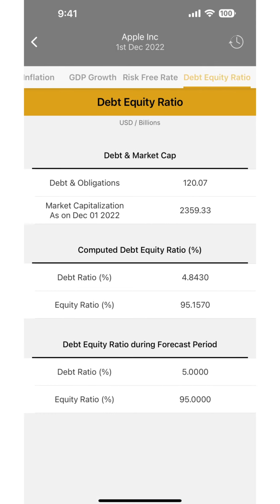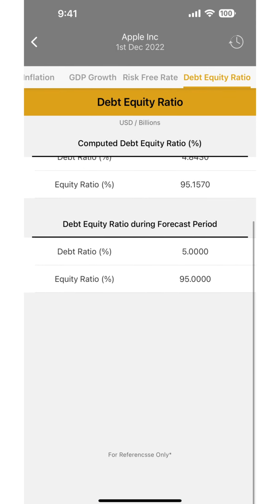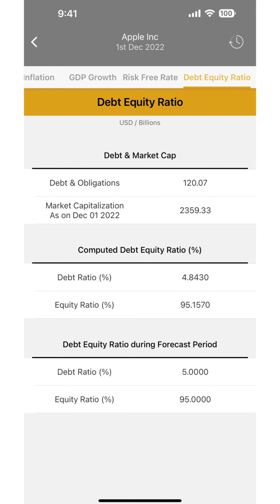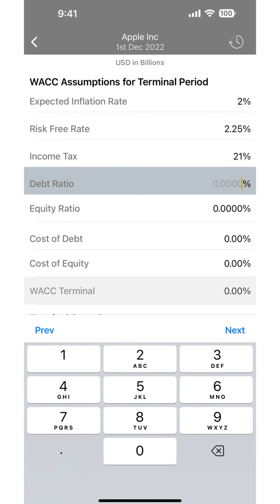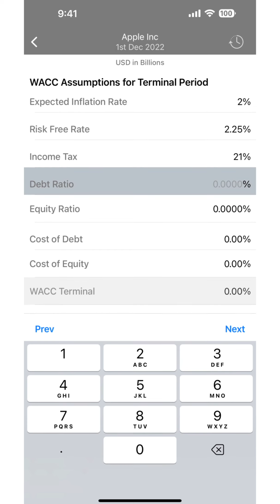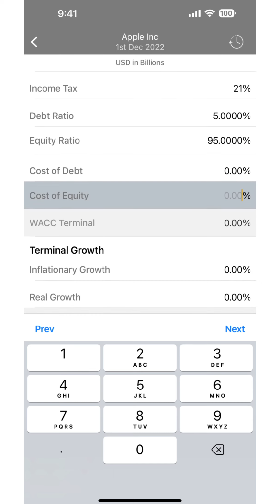Now we advance to the history of the capital structure, which gives the breakup of debt and equity. Debt is at book value, and equity is taken at the market value based on the last traded closing price. The app uses market value of equity to compute the debt-equity ratio. The history displays the following: computation of debt-equity ratio based on current market capitalization, debt-equity ratio entered by the user during the forecast period. Enter the debt-equity ratio to be assumed during the terminal period in the terminal period screen. The debt-equity ratio for Apple is assumed as debt at 5% and equity at 95%.